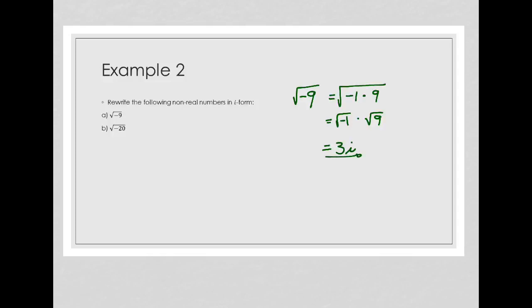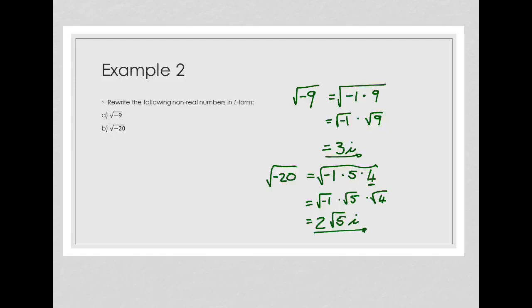So let's look at the next one. The square root of -20, I can rewrite as the square root of -1 times 5 times 4. Right? The reason I break it up like this is because I know that 4 has a square root. So, in other words, it's the square root of -1 times the square root of 5 times the square root of 4, which all then simplifies to 2 times the square root of 5 times i. And there it is now in i form.